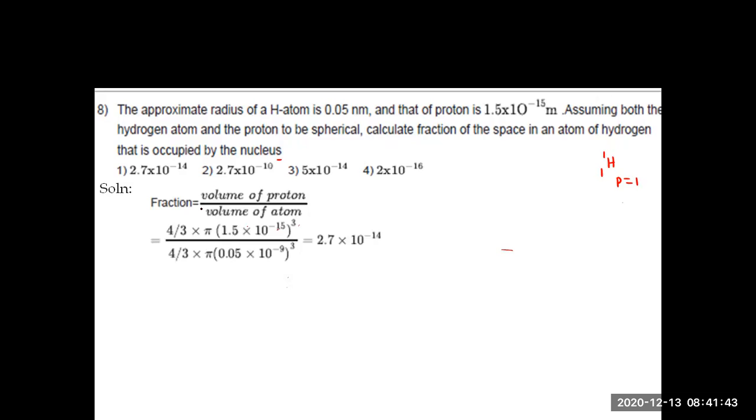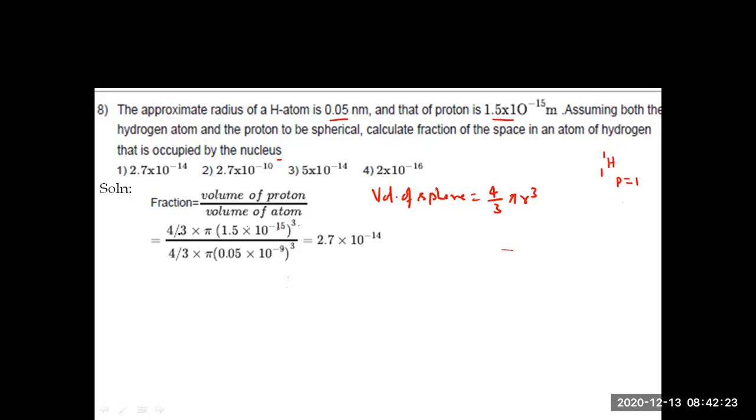Now listen to me. How do we calculate the fraction of the volume occupied by nucleus to atom? To take the ratio, that's all. So volume of proton divided by volume of atom. So volume of a sphere is 4 by 3 pi r cube. Okay. So they have given proton has the radius of 1.5 into 10 raised to minus 15 meter, and that of hydrogen atom is 0.05 nanometer. So there also units are different. You should be careful.